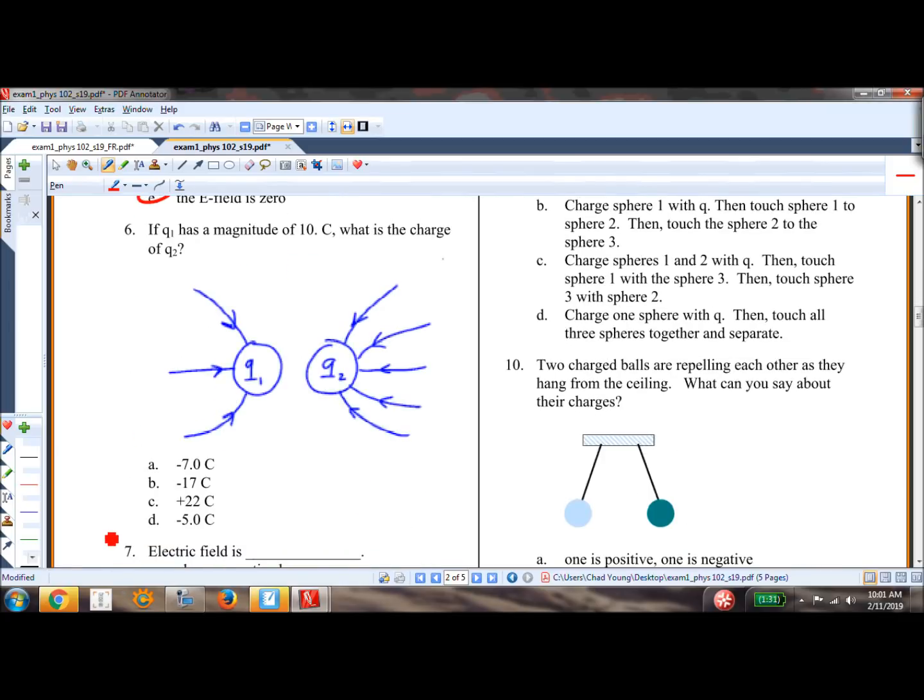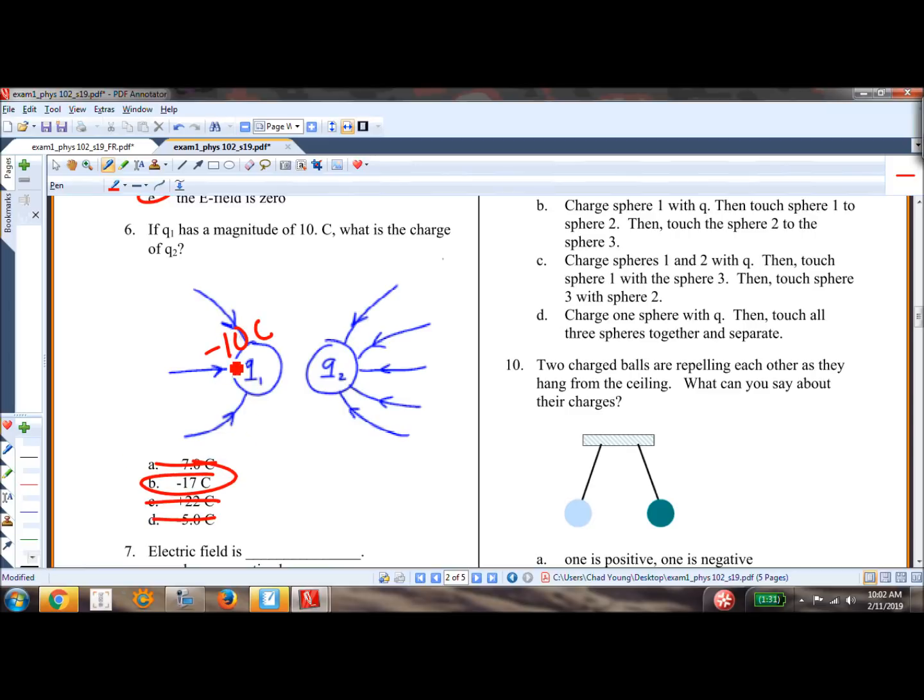What is the charge of Q2? Q1 has a magnitude of 10 coulombs. It's actually negative 10 because the field lines go in, so I can get rid of C. And I know that Q2 is going to have a bigger charge, so I can get rid of that, and that just leaves B. But let's just see how we do this.